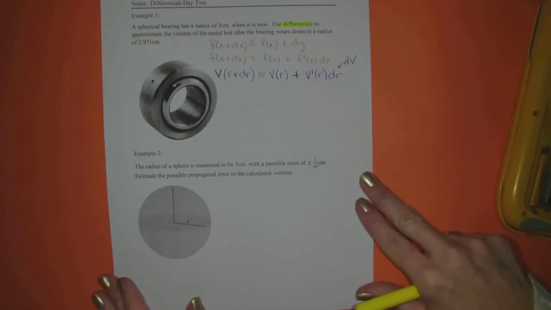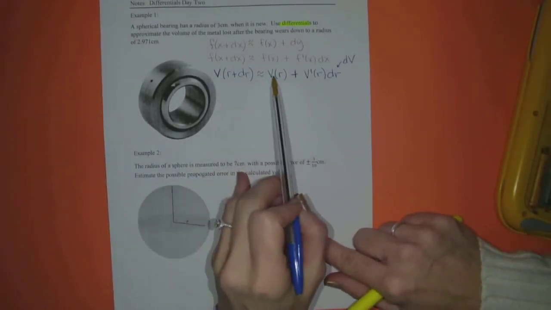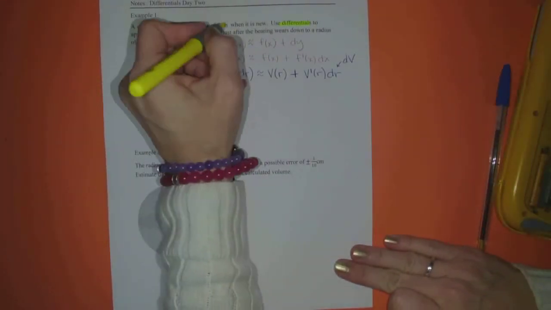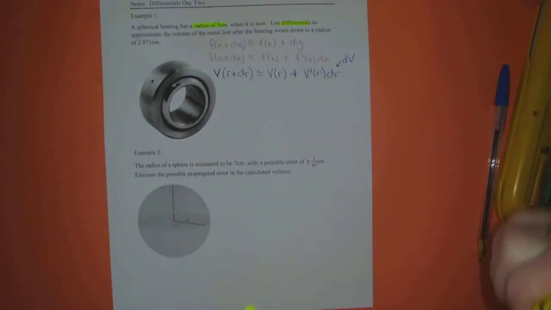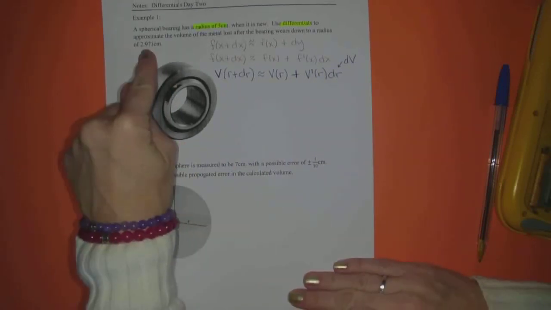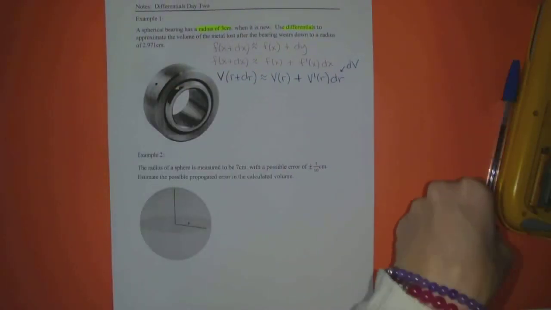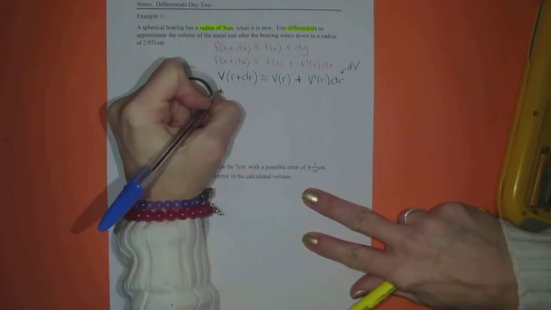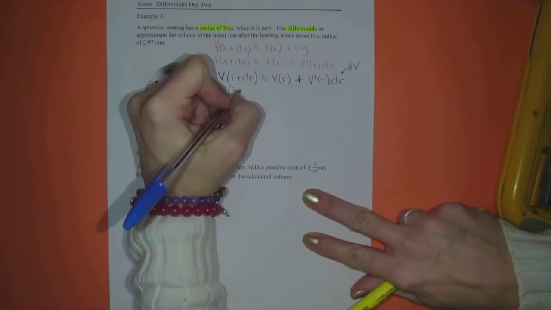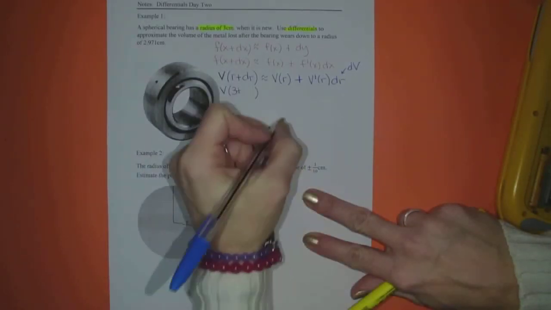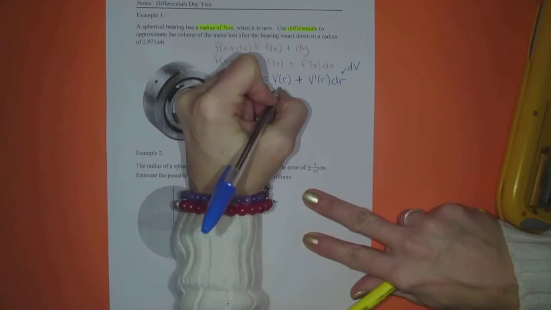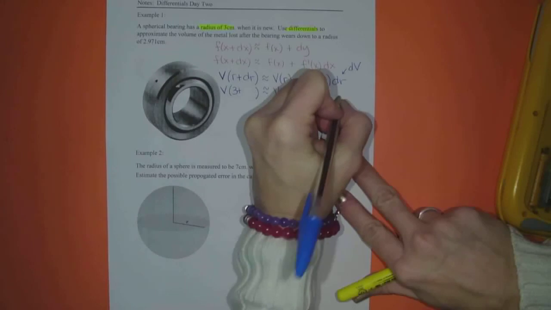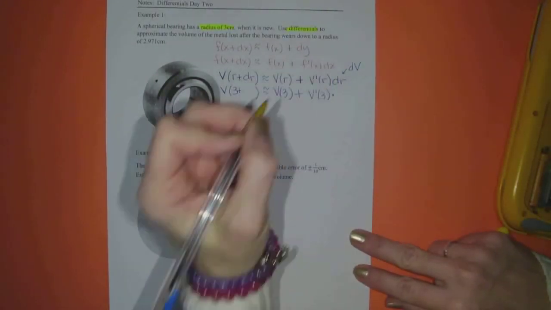Okay, so let's start plugging some things in. Let's talk about our radius. Well, the radius started at 3 centimeters, a radius of 3 centimeters. And this is before it wore down to a smaller radius. So I'm going to let the r's in this formula be 3. So it'll look like this. Volume of 3 plus, now I'm going to leave a space for dr, is approximately v of 3 plus v prime of 3, and I'm going to leave a little space there to multiply by my dr.